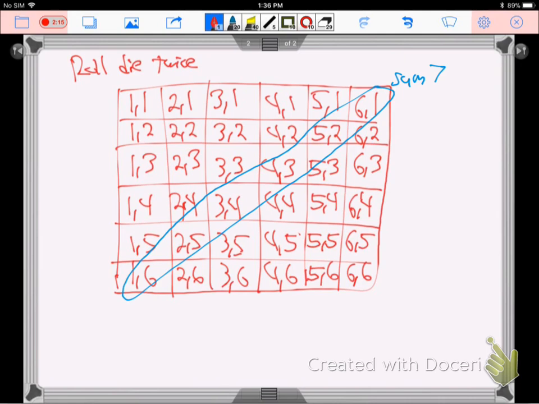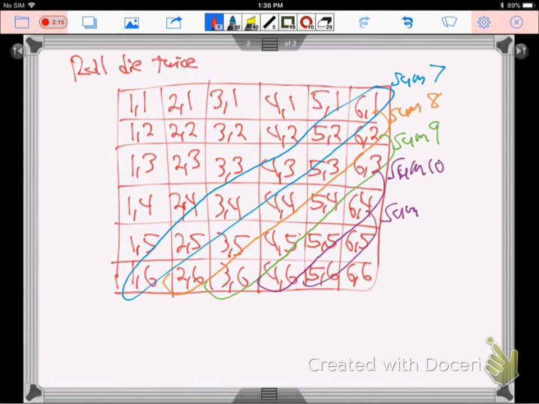Go down another diagonal, let's do the next diagonal right here. What's the sum of the numbers on that diagonal? 8. They ought to be 8. Try the next diagonal. What's the sum of the numbers down this diagonal? The sum is 9. And then do the next diagonal. The sum is 10. The sum is 11. And here's the last one. Sum is 12.